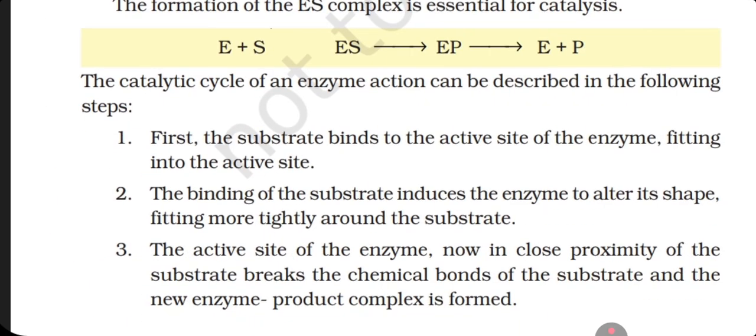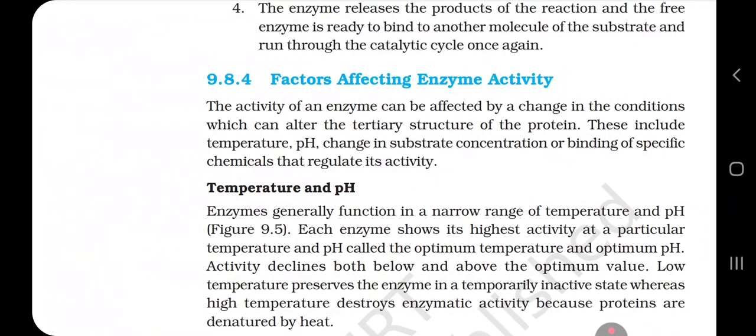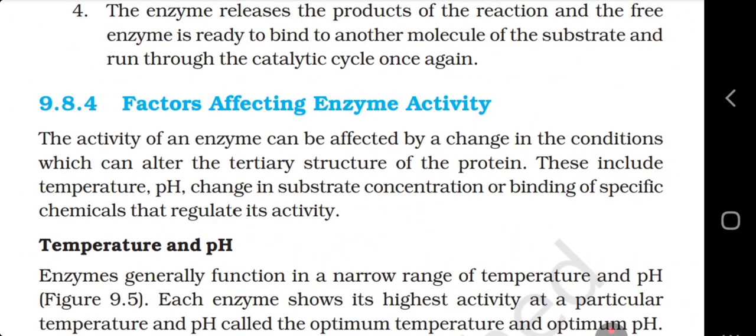The catalytic cycle of an enzyme action can be described in the following steps. First, the substrate binds to the active site of the enzyme, fitting into the active site. Second, the binding of the substrate induces the enzyme to alter its shape, fitting more tightly around the substrate. Third, the active site of the enzyme, now in close proximity to the substrate, breaks the chemical bonds of the substrate, and the new enzyme-product complex is formed. Fourth, the enzyme releases the products of the reaction, and the free enzyme is ready to bind another molecule of the substrate and run through the catalytic cycle once again.